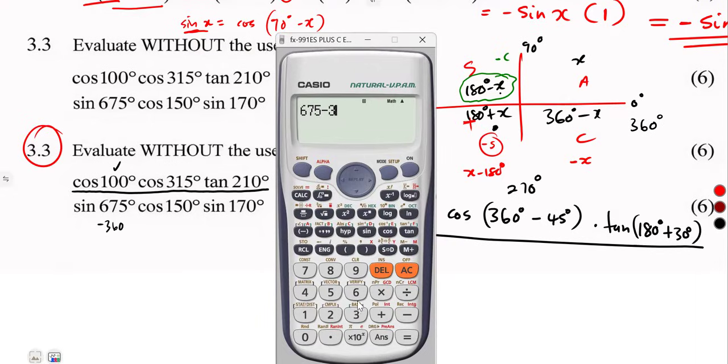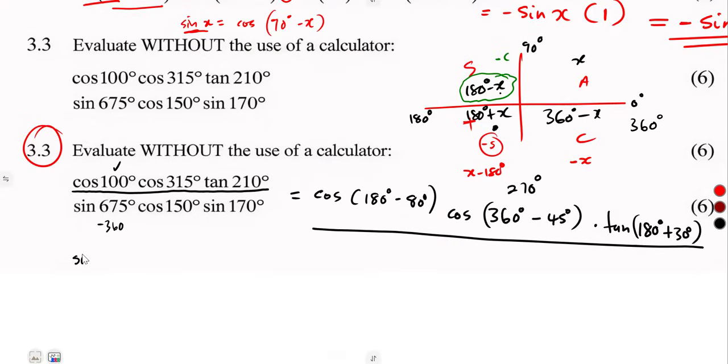675 minus 360 is 315. So it was supposed to be sine 315 degrees, which is found, right? 315, we have it here, guys, for cos. So that is here for this cos. So it's going to be the same, sine 360 degrees minus what? 45, just like a cos.